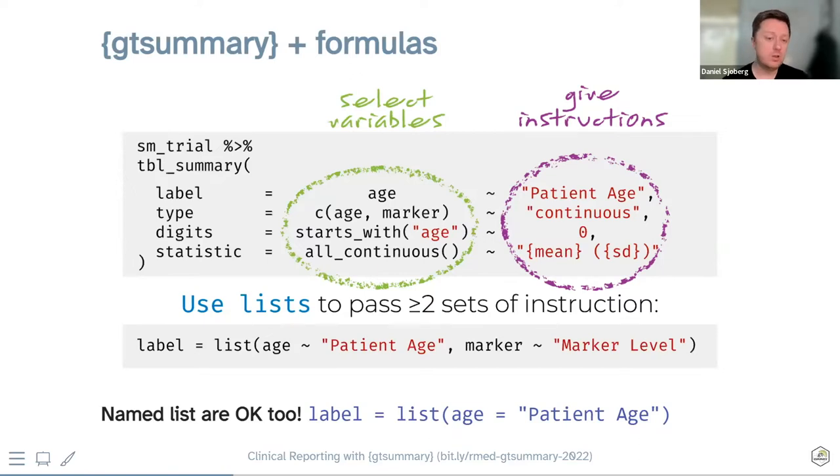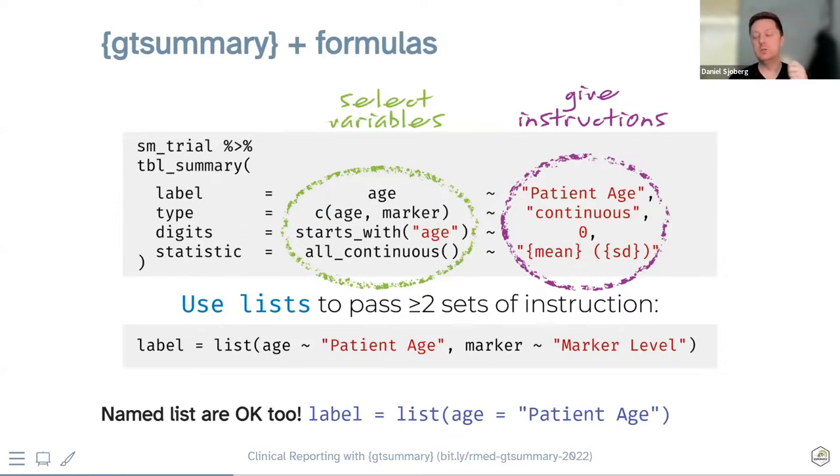And the third line here starts with age. So that starts with is one of your typical dplyr tidy select verbs. And it's really, really useful to be able to use the entire suite of those that are already shipping with the tidyverse. And the last one here is called all continuous, and that is a gtsummary specific selector. What that will do is it will say things like all continuous variables should be reported as mean standard deviation in this case.